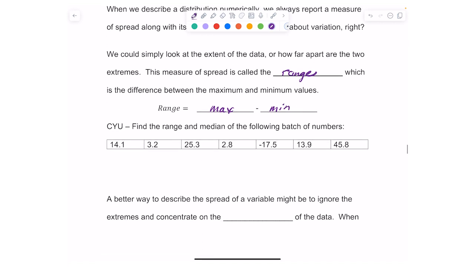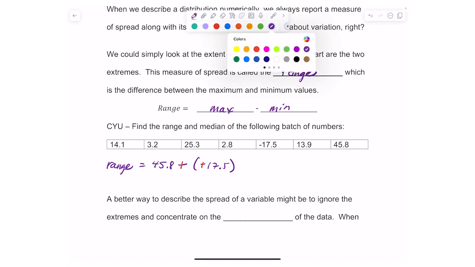If I was given this batch of numbers right here, and I wanted to find the range, the maximum value is going to be 45.8. And the minimum value is negative 17.5. So I'm going to subtract 45.8 minus negative 17.5. Anytime you have two negatives next to each other, they turn positive. So really we're just adding. And when you add those, you get 62.5.